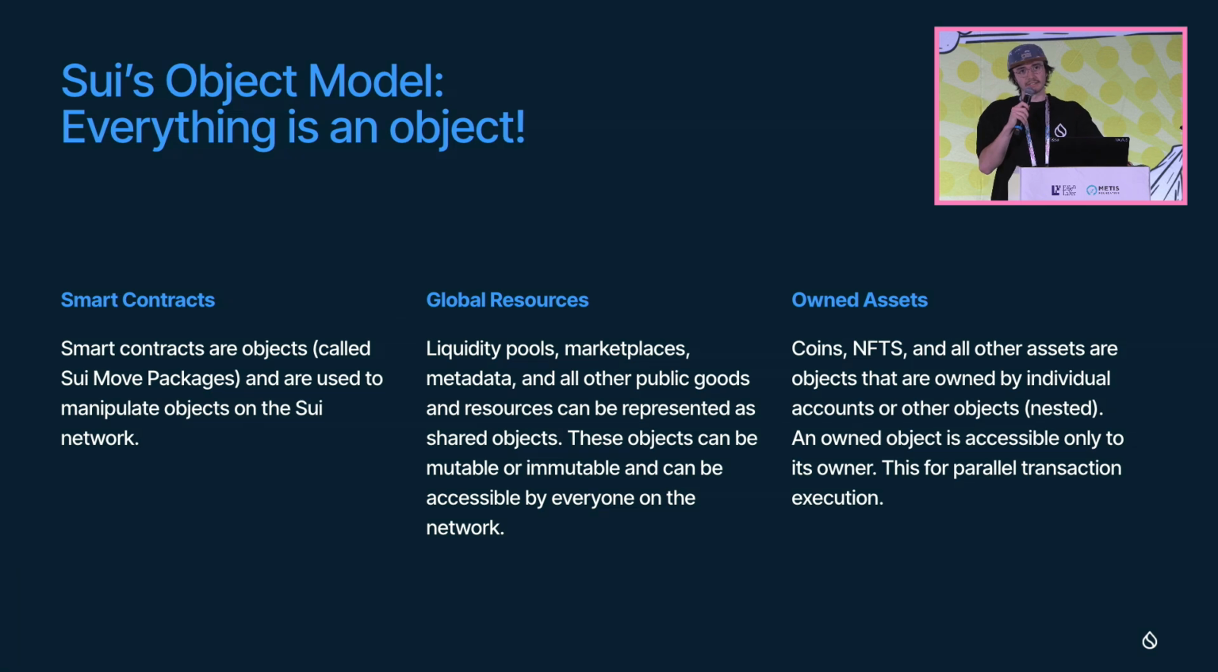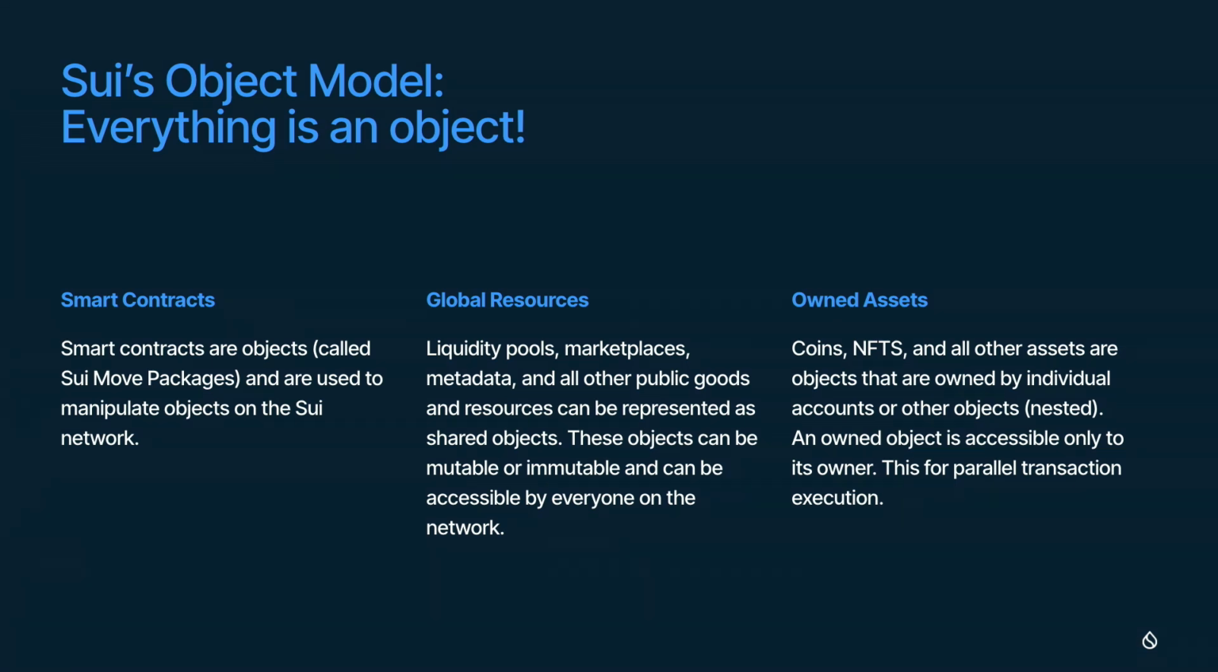And then we have owned assets such as coins, NFTs. All of these owned assets, personally owned assets, are represented as owned objects. So an owned object sits directly in your SWE account, and only you, as the owner of that object, have the ability to access it and manipulate it.